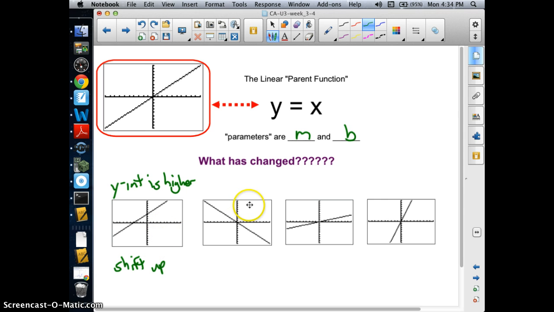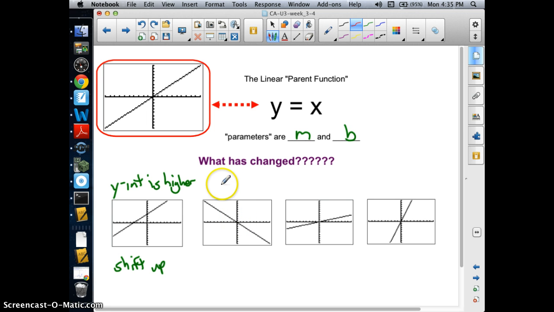All right, what about this next one? What's different compared to the parent function? Again, we look at the parameters. What's slope and what's y-intercept? Well, the slope sort of looks similar. It's going in a different direction, isn't it? This is a positive slope of 1, and this, if I look at it, is a negative slope, and if I count it, I'd also find it's 1, but now negative 1. My y-intercept hasn't changed. It was 0 for the parent function, and it's still 0.